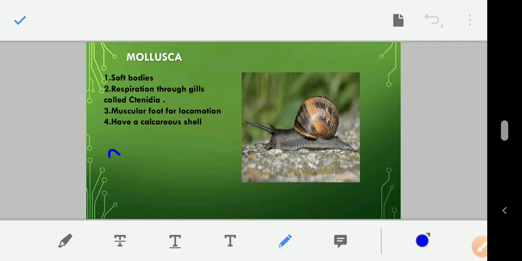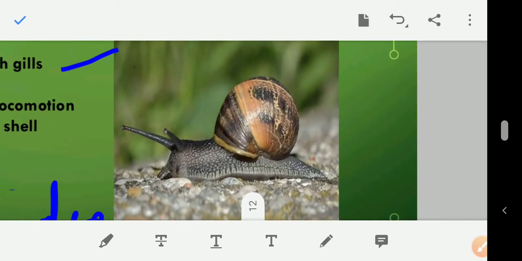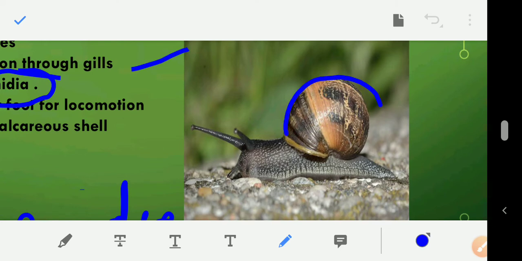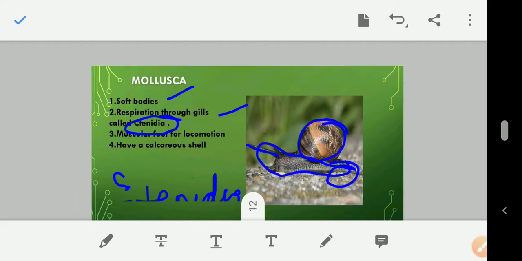Mollusca means soft body. They respire through gills, and those gills are known as ctenidia. They have a muscular foot for locomotion. They have a calcareous shell. This one is the calcareous shell, and this is the organism actually. This is their antenna. This is their muscular foot. M for muscular foot, M for Mollusca.